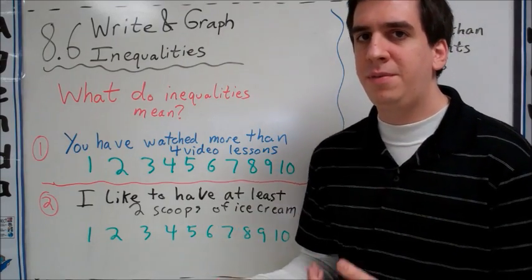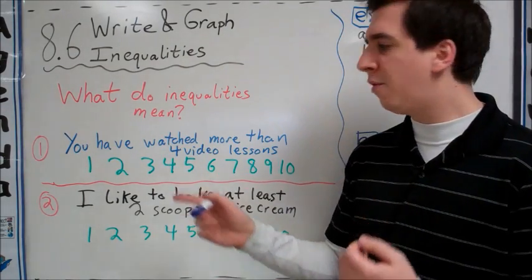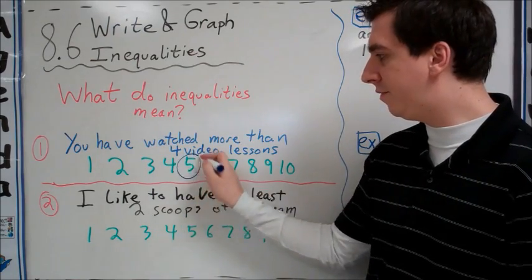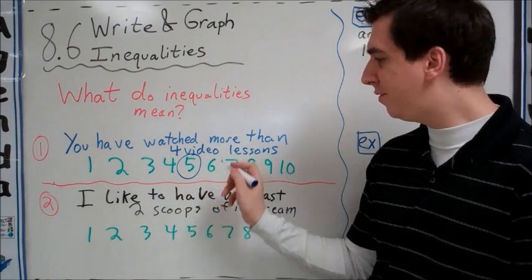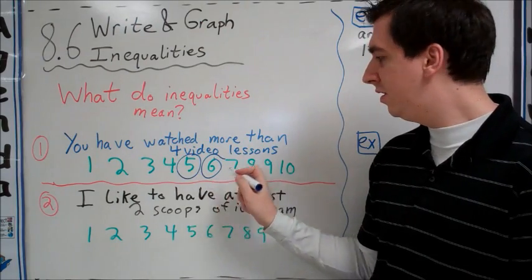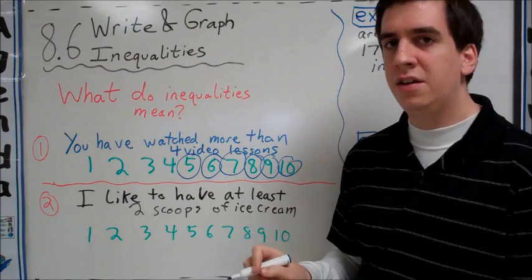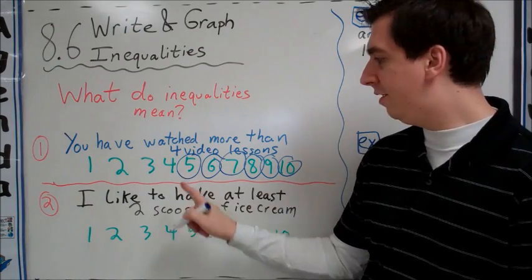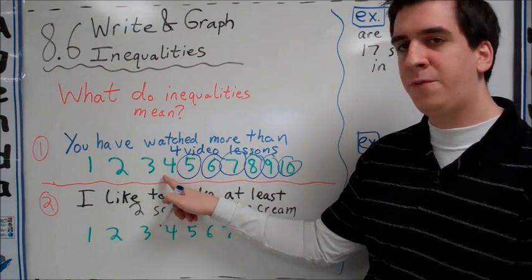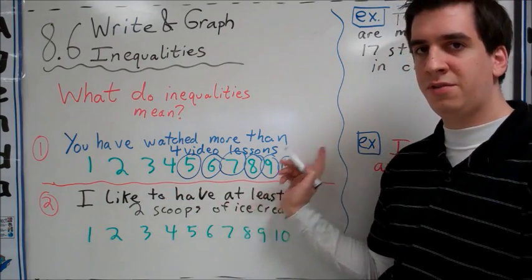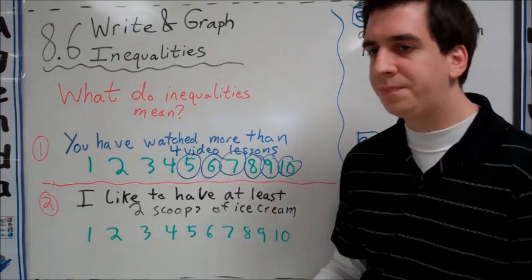What numbers could we use that could be possibilities for more than 4? Well, 5 is more than 4. Is anything else more than 4? 6, 7, 8, 9, and 10. You should start to notice a pattern here. It looks like we would start at 4, but 4 is not more than 4. So let's start at 5, and everything to the right here is more than 4.